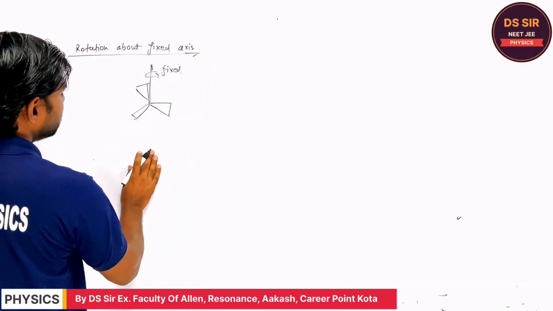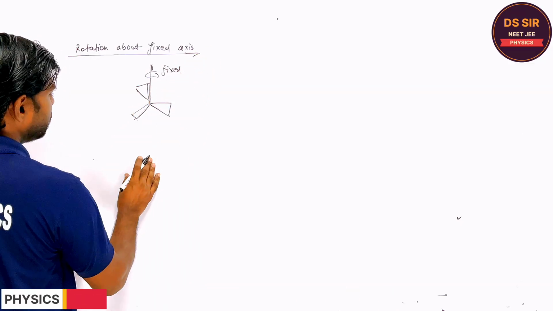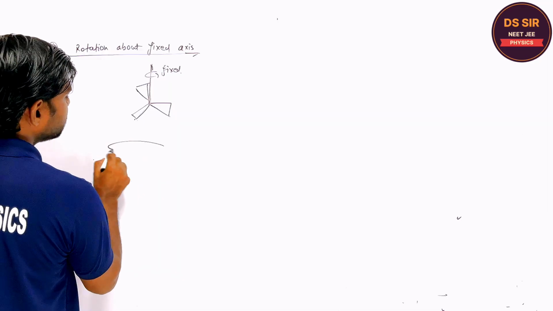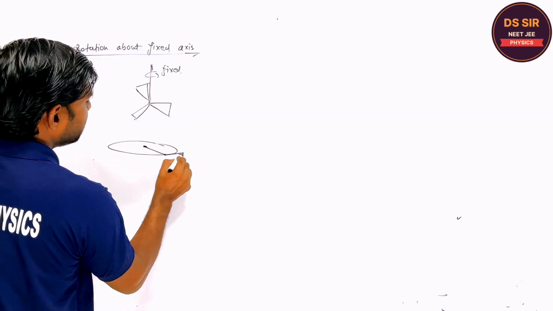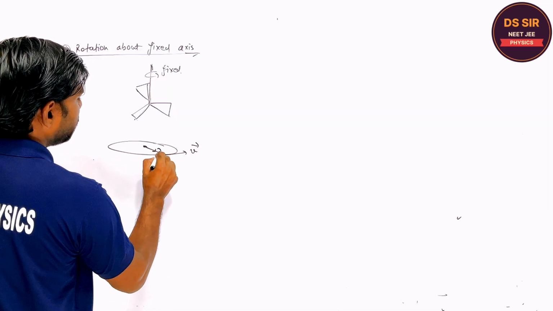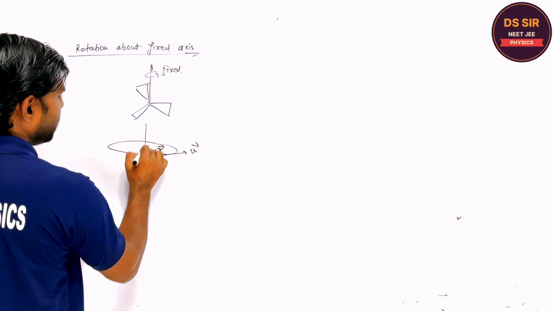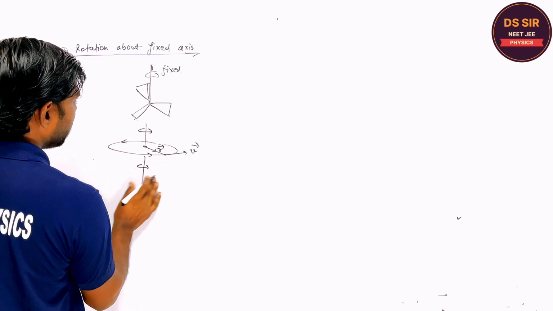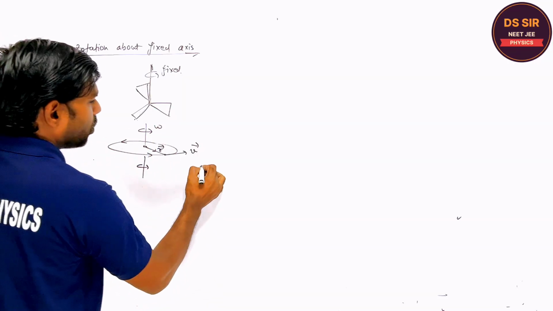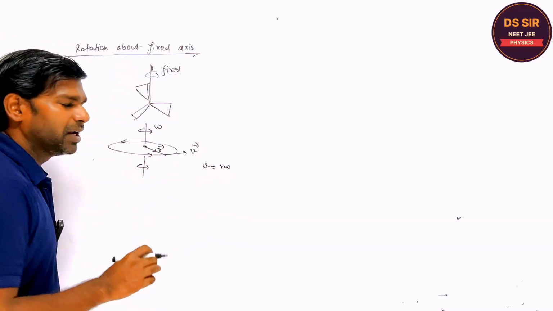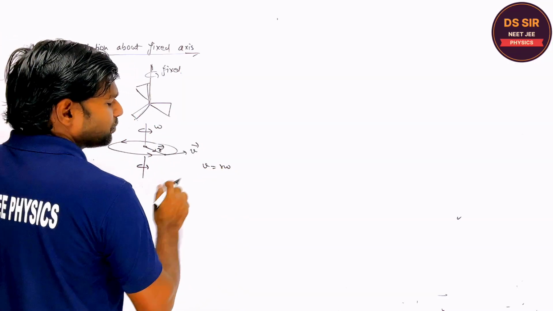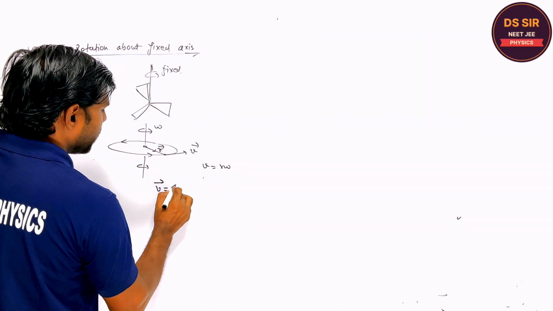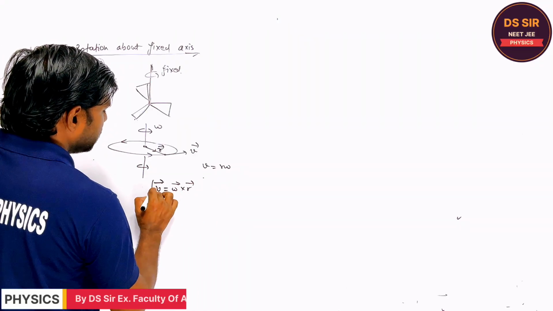But before this, we will revise something. Suppose a particle is moving in a circular path, its velocity is v, the position vector is r, and the angular speed is omega. Although v is equal to r omega is the relation between the linear velocity and the angular velocity, in vector form v is equal to omega cross r. This is the relation.